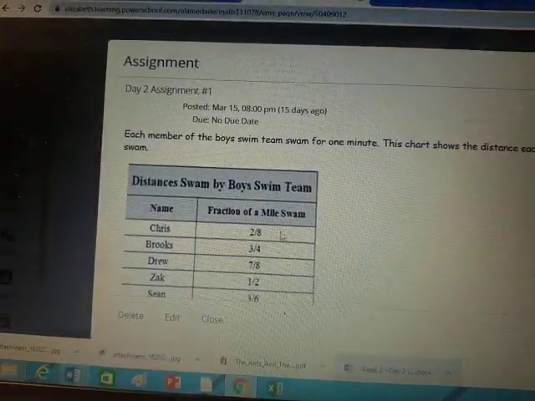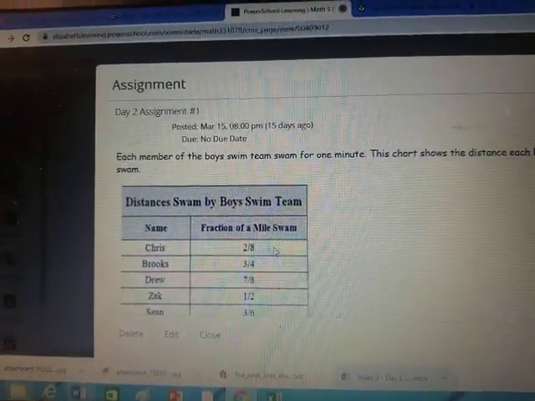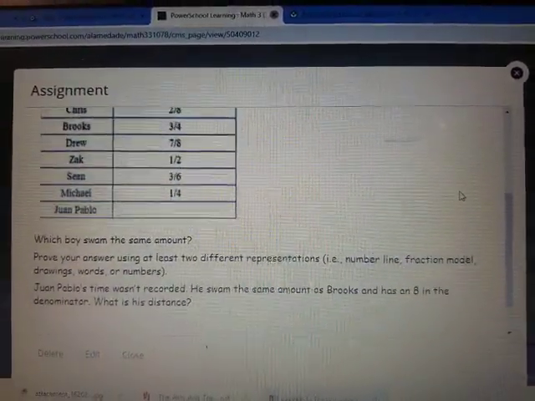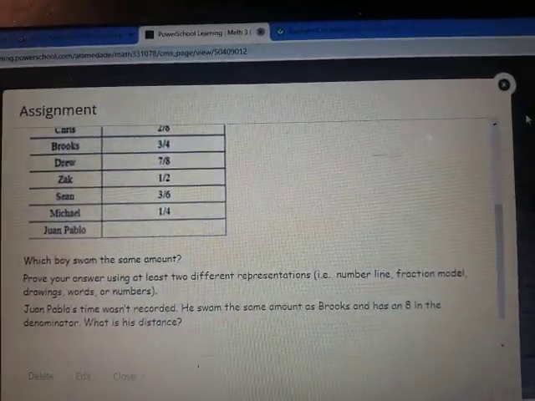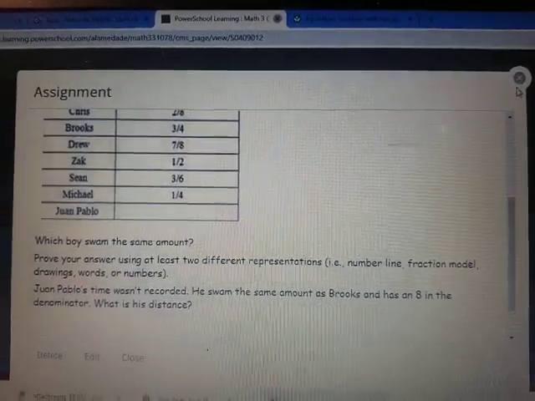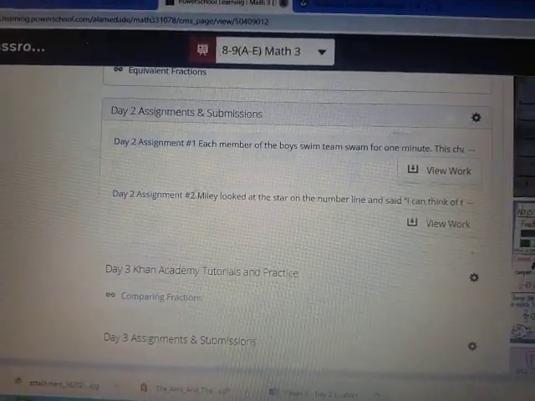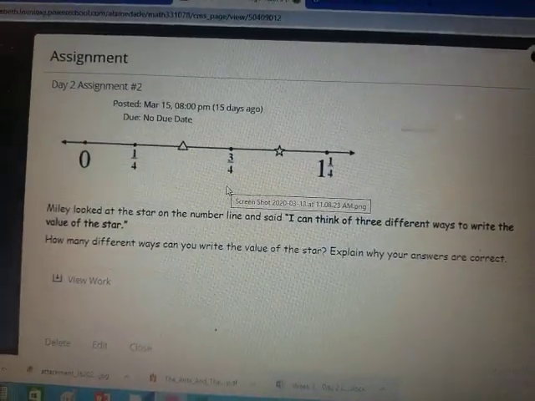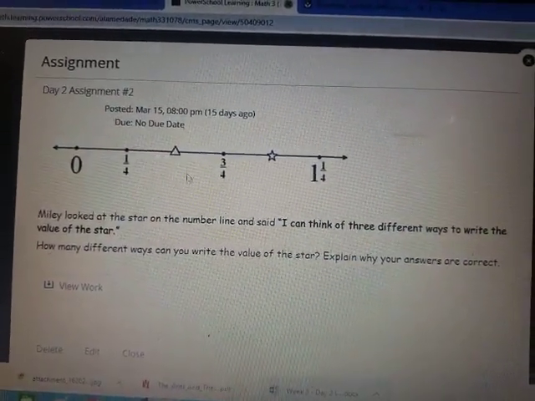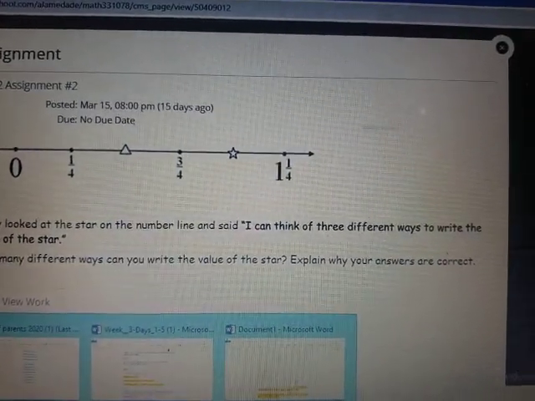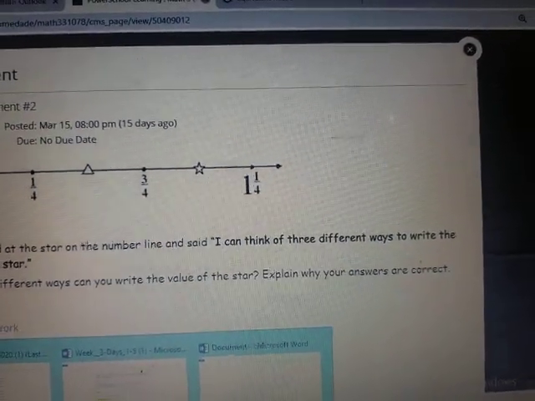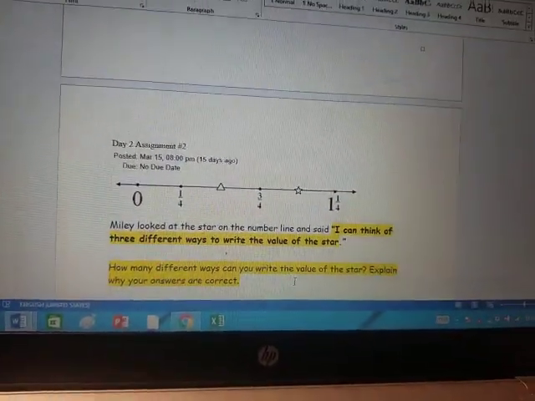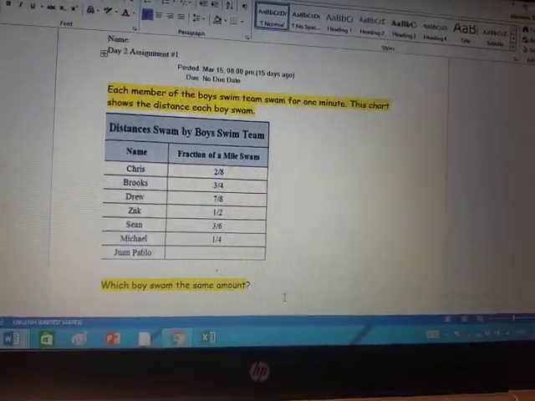So this is what the first one looks like. And then I'll show you the second one, and I'll show you the document that I created. Here is the second one. You can either answer everything on this right here, or you can use my Word document that I created, and it is right over here. So I'm going to go over the first part.